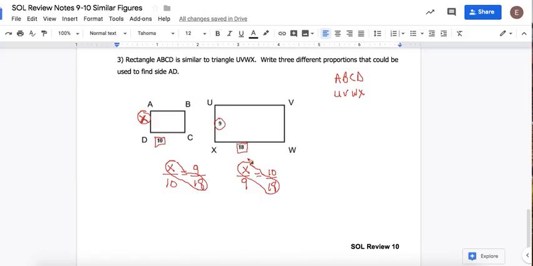And let's go one more, okay? We can also do, in this one I should say, we started with small figure over big figure. Now I'm going to go big figure over small figure. So we're going to go 9 over x. And I have to stay consistent, so I have to go big figure over small figure, 18 over 10. And notice, once again, the 18 is diagonal to the x. So make sure when you are setting up similar figure proportions that you stay consistent with your setup. And each side should have the same ratio when compared to the other figure.